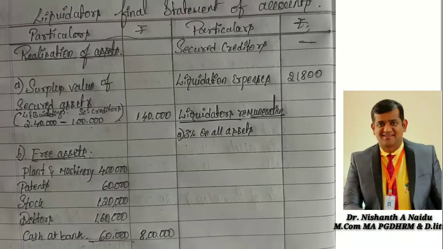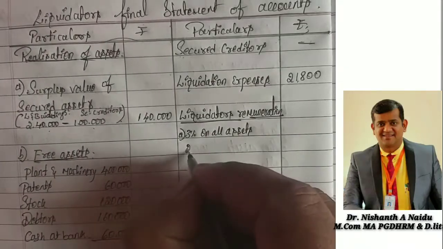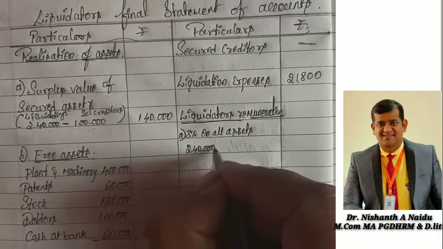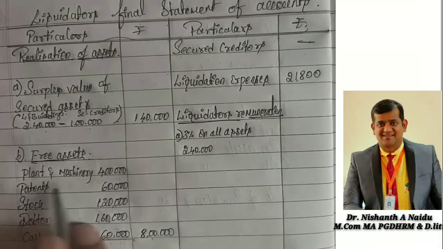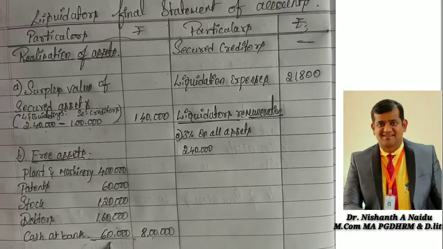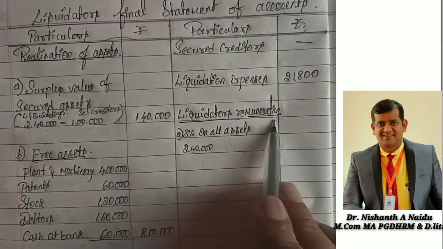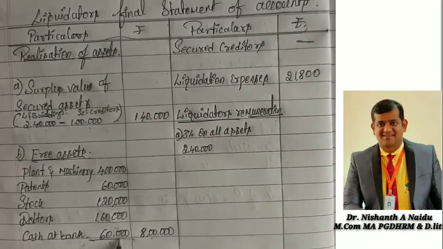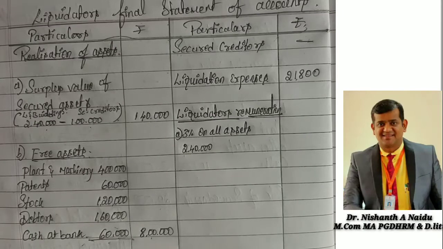Now I have to calculate. So which are all the assets? Look, 2,40,000 is land and building. Then we have 8 lakh rupees: plant and machinery, patent, stock, debtors, cash at bank. You should remember one point: while calculating liquidators remuneration, under realized assets we should not include cash at bank. So remove the 60,000, then the rest of the amount we are going to write.